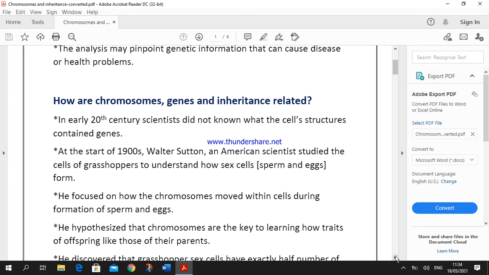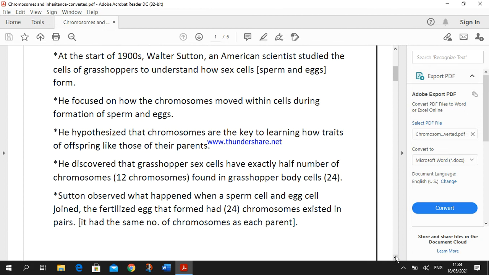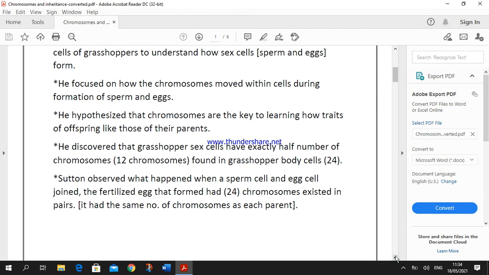Sutton focused on how the chromosomes moved within the cell during the formation of the sperm and eggs, and he assumed that the chromosomes are the key to learning how traits pass from parent to offspring, and can also explain how offspring traits are like those of their parents. Sutton made a very important discovery. He discovered that the grasshopper sex cells have exactly half the number of chromosomes.